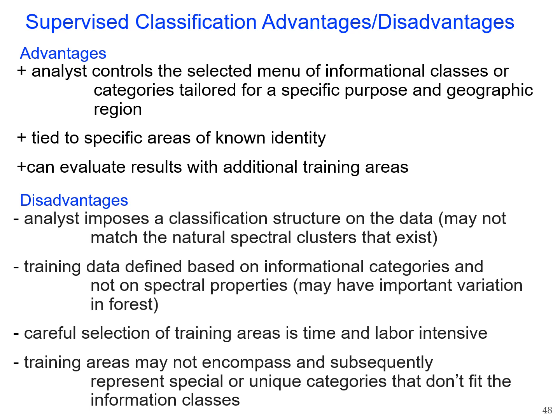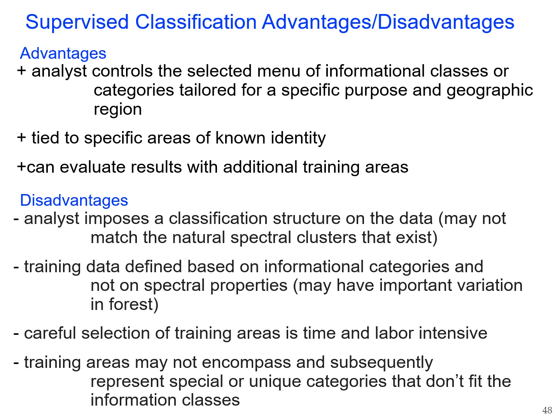The disadvantages are the analyst is imposing a classification structure on the data, and it may not match the natural spectral clusters that exist. The training data is defined based on information categories and not on spectral properties. So, for instance, there might be important variations in forests that you're not picking up using the classification scheme.